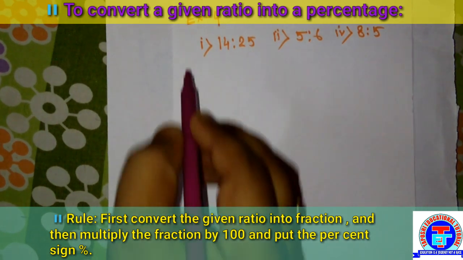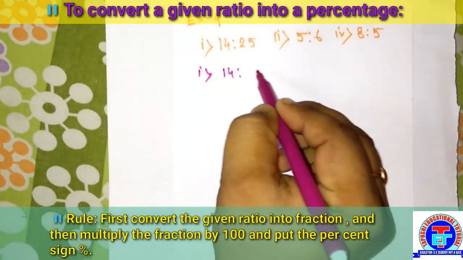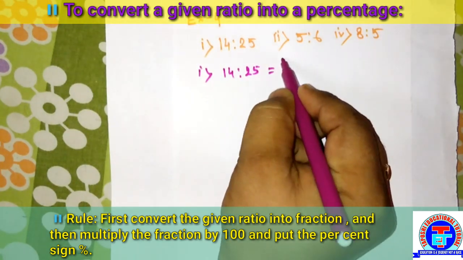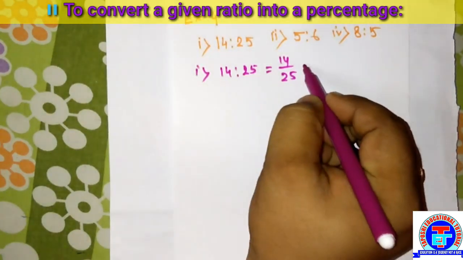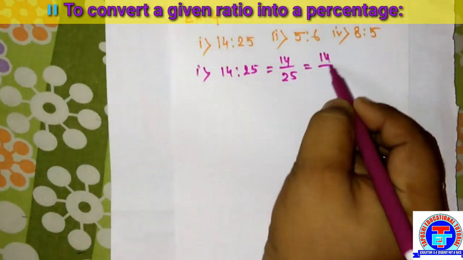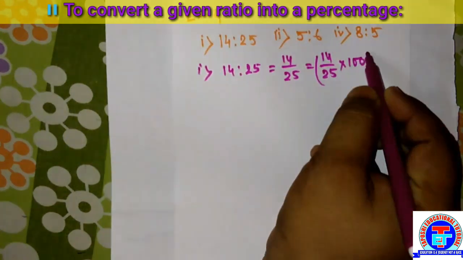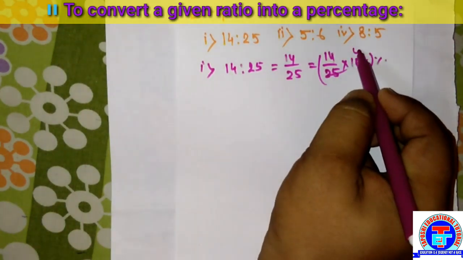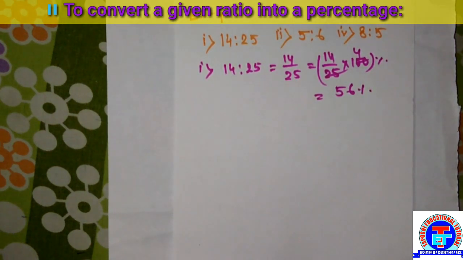So we have first one, 14 is to 25, right? So we write here 14 by 25. Now this will become 14 by 25 into 100, right? And percentage here. So this will become 4 and this one 56 percentage. This is the answer that we solved.